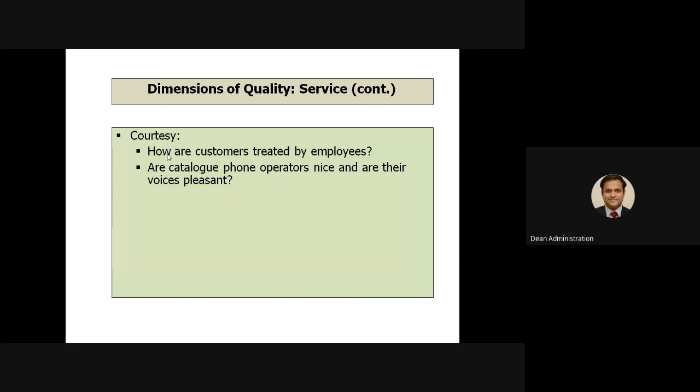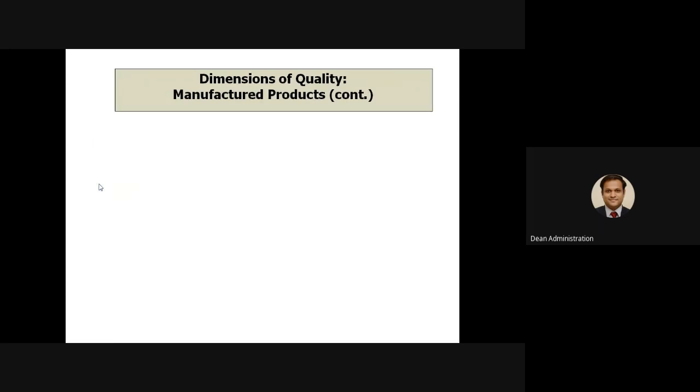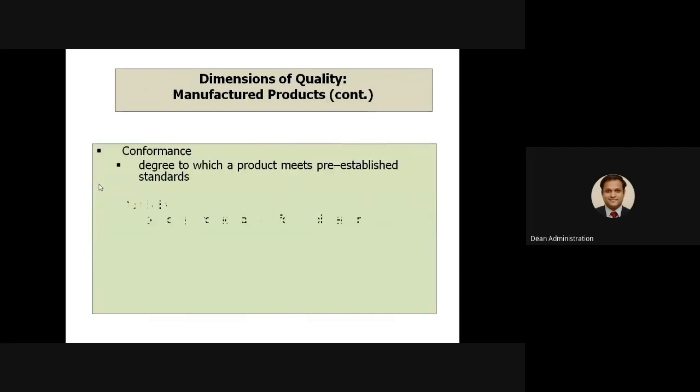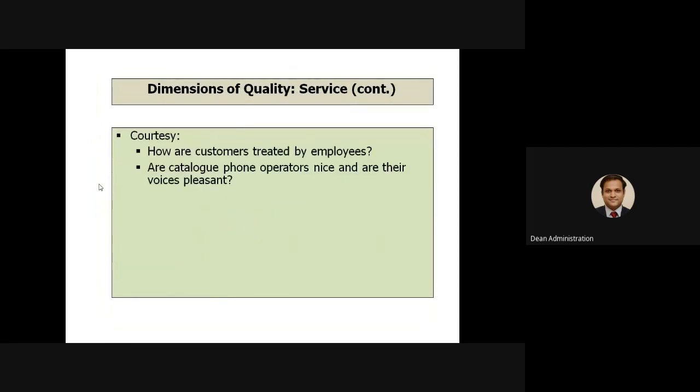So you can see here how dimensions of quality are measured differently for products and goods and services. For goods, you will see it's quite measurable. So you can see conformance, durability, serviceability, features, reliability, performance. All of this is quite measurable. But how do you measure courtesy? Anybody can tell me? Is courtesy easy to measure? So the answer obviously is no. But still, it depends then on feedback. So feedback is therefore quite important.